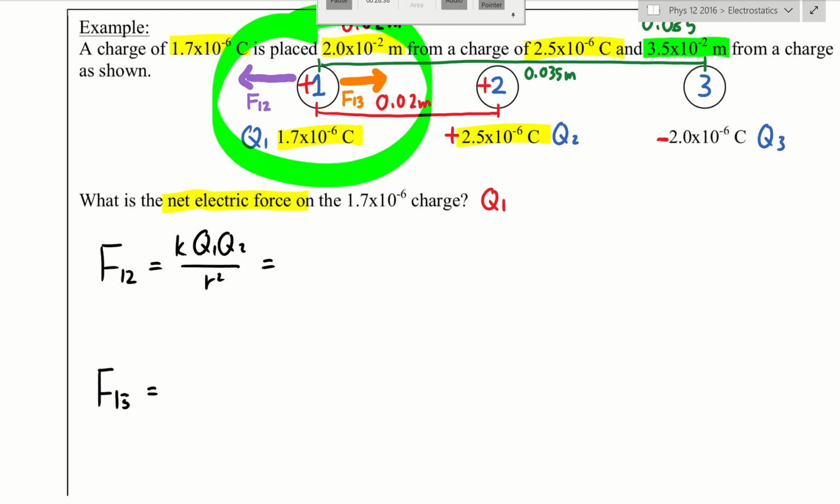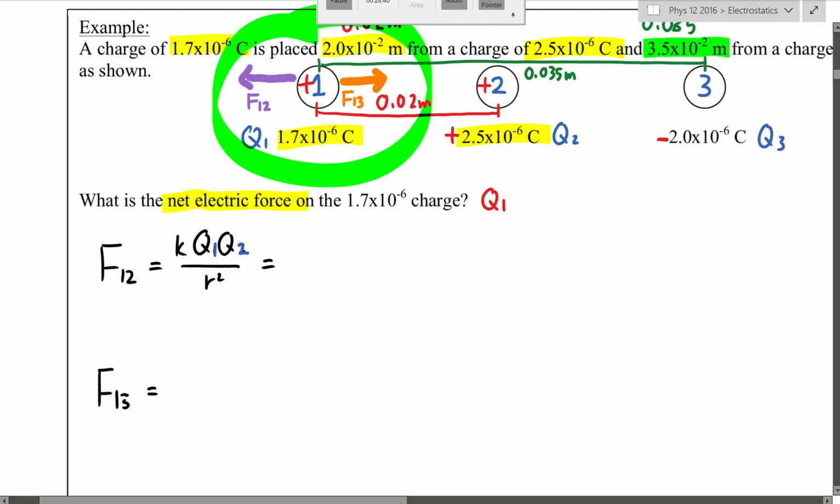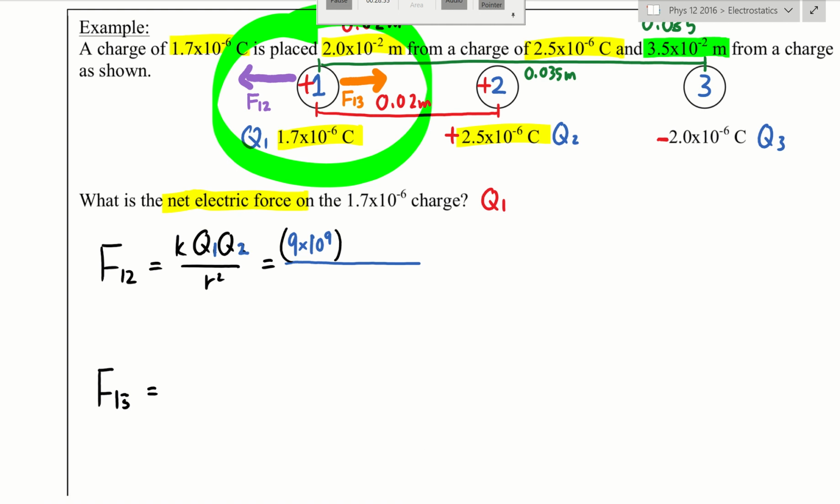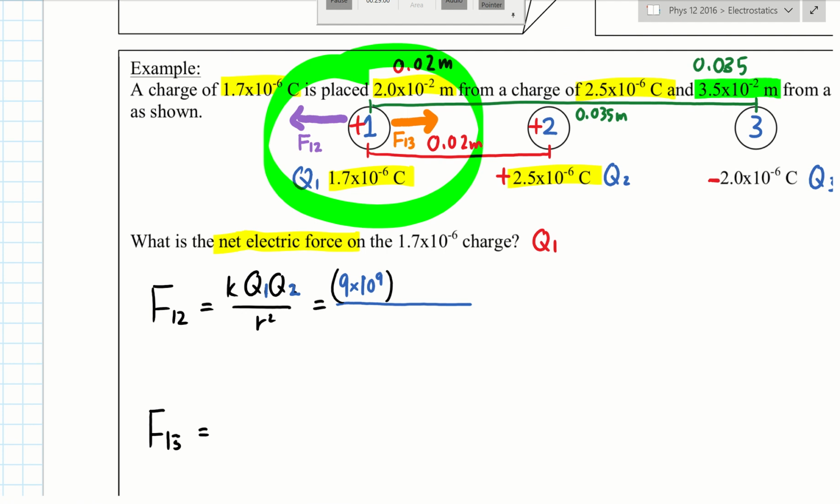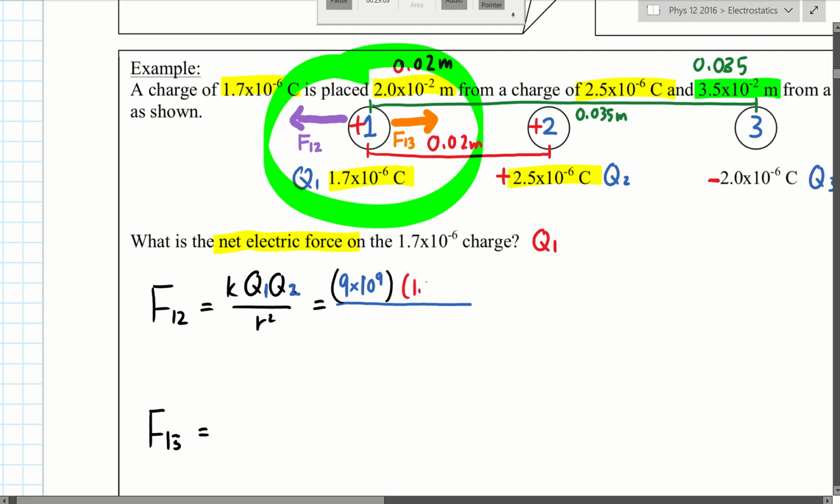So between 1 and 2, we did charge 1 and charge 2, right? So that will be K. Maybe this is like the first class, so I'll actually write K multiple times. I'm going to stop writing K starting next time, just like I never write the gravitational constant because I assume that everyone should know. So this is the Coulomb constant. Charge 1 is 1.7 times 10 to the negative 6, 1.7 microcoulomb. Charge 2 is 2.5 times 10 to the negative 6.